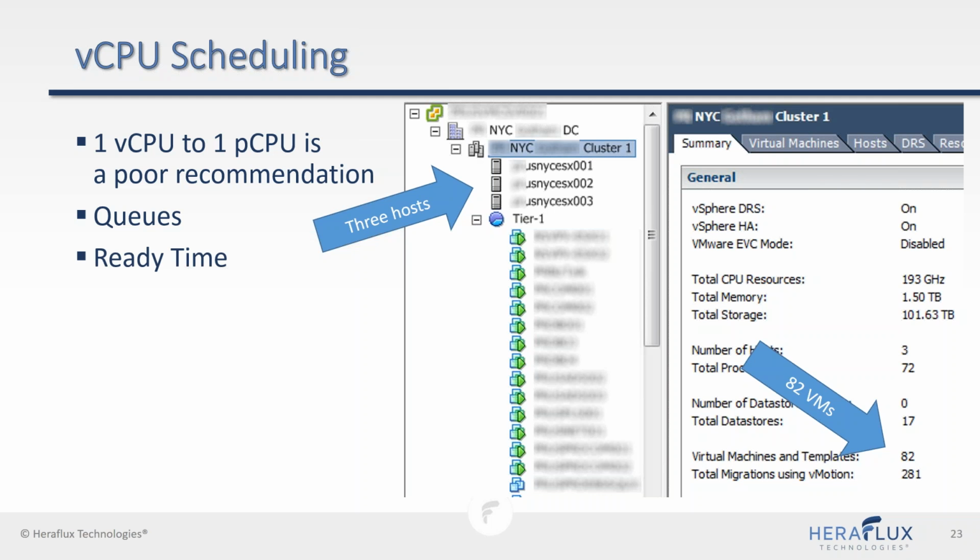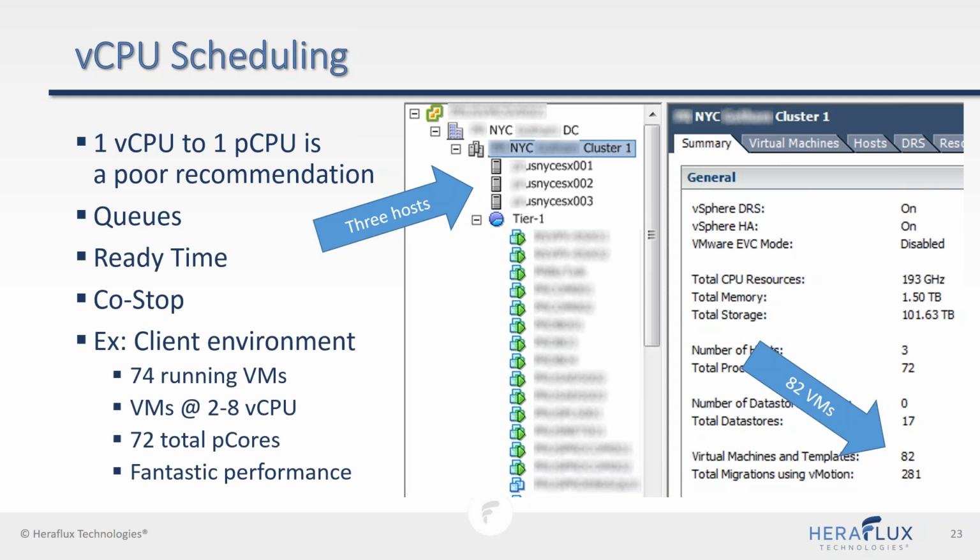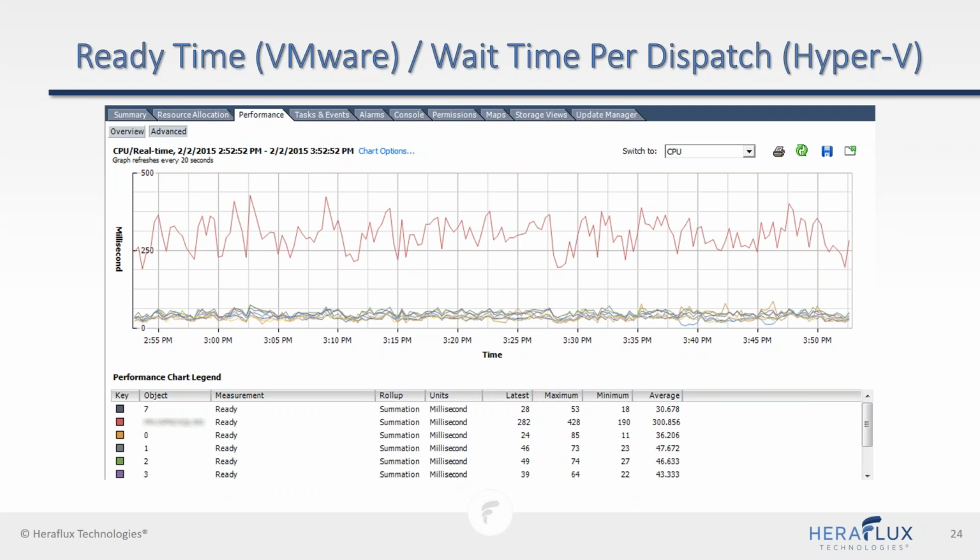So in terms of the scheduling queues that we care about, the first one is the amount of time spent in the CPU scheduler per virtual CPU. VMware calls this ready time. Hyper-V calls this CPU wait time per dispatch. They're measured in about the same way, and it's essentially the number of milliseconds spent in the queue per polling interval. If it's time spent in the queue, it's time not spent running. You need read-only access into either System Center or vCenter, whichever platform you've got, in order to see this.